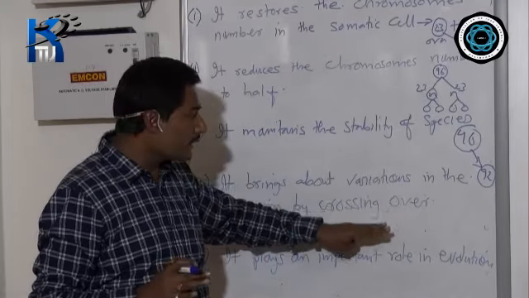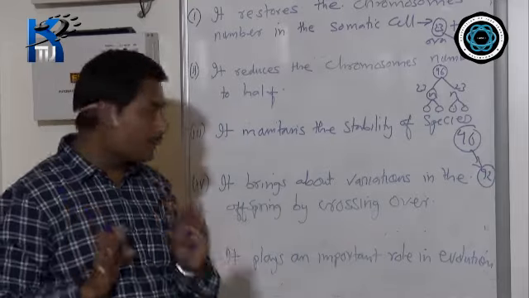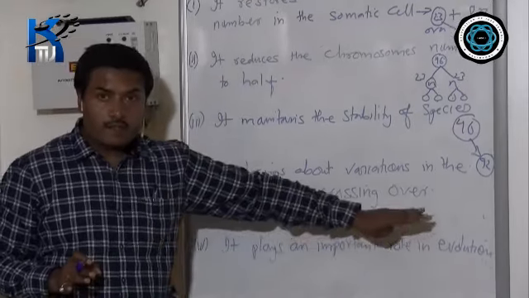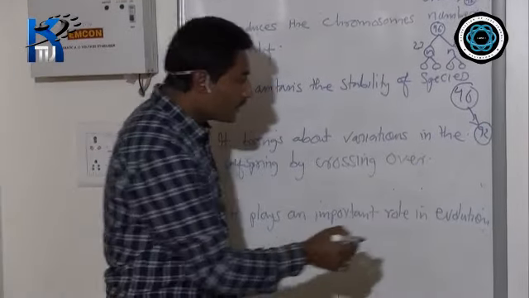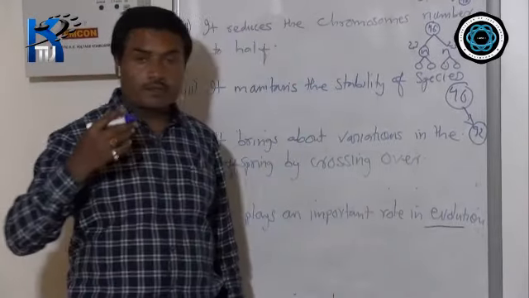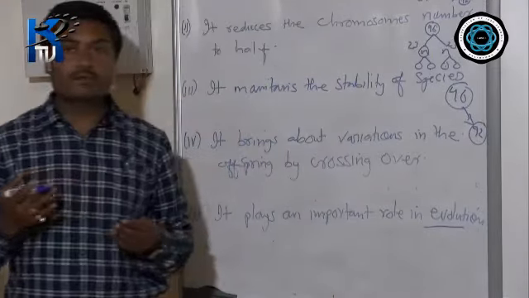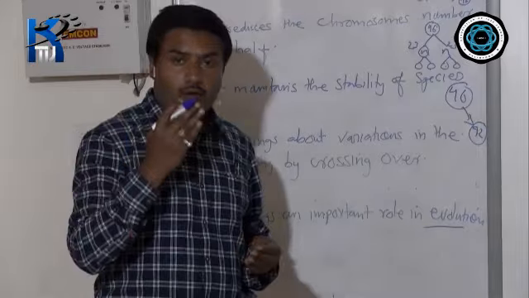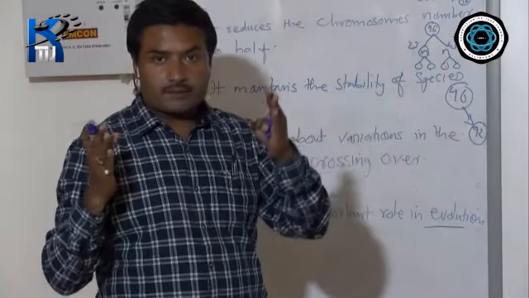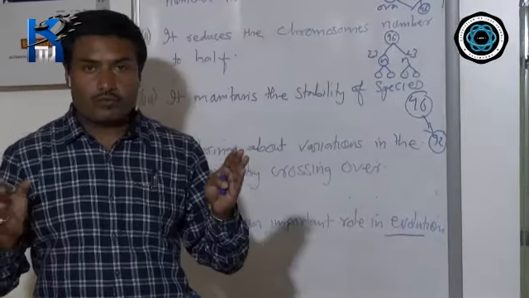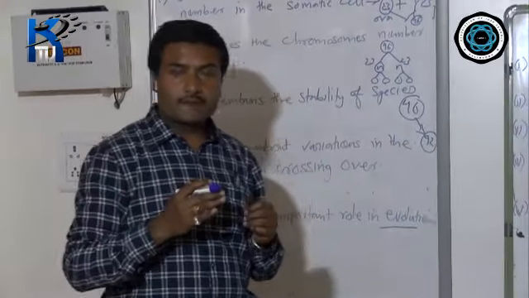We'll be learning details about how the crossing over takes place. Next part. It plays a very important role in evolution. Now, when I talk about evolution, a very interesting phenomenon is that when you compare organisms of the past and organisms right now, our forefathers were morphologically different, and today you see something different.